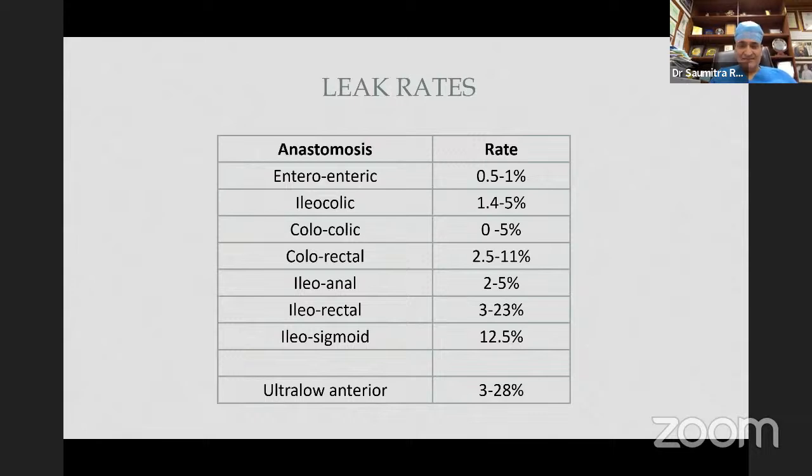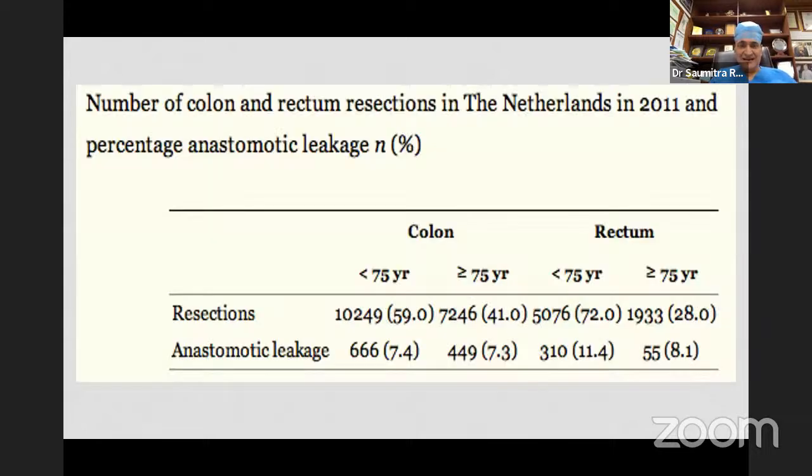Leak rates are variable, and I will show you one of the largest studies, done in the Netherlands, where they had roughly 17,000 colon anastomoses and 7,000 rectal anastomoses. For the colonic, the anastomotic leak rate is around 7%, and for rectal anastomosis somewhere between 8 to 11%. So all surgeons need to know that anastomotic leak is going to happen. But the most important thing is identifying it early and managing the patient early.